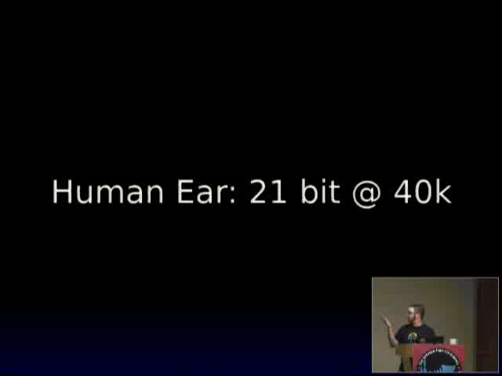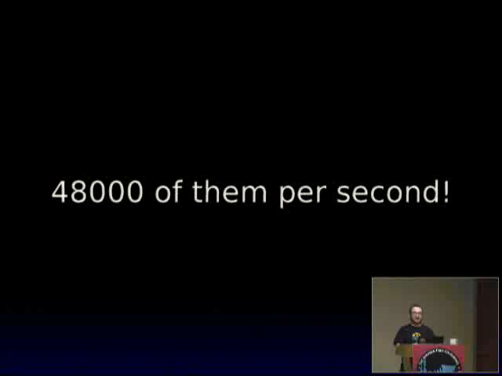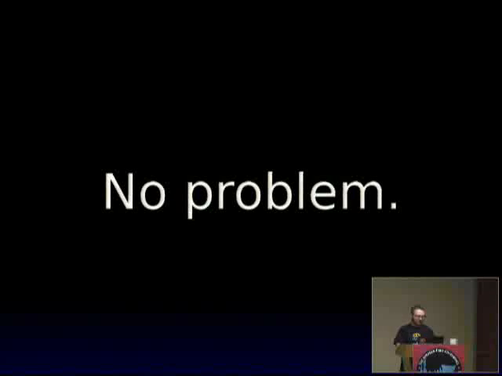I looked it up. Human ear, 21-bit, 40,000 samples a second. It's because humans hear at about 20 kilohertz as the highest pitch that most people can hear. And you need kind of two samples, one for the up and one for the down. Anyway, so we just got to generate these things. 48,000 samples a second. That's what I'm going for. Not too bad. No problem. We're very spoiled by modern hardware.